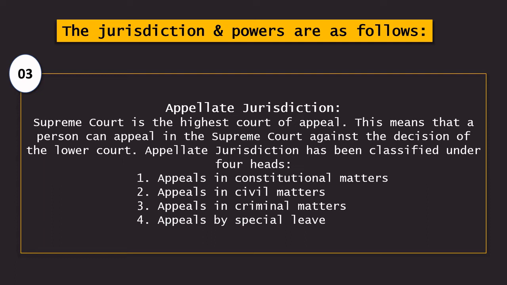Fourth, appeals by special leave. A. The Supreme Court has the authority to grant special leave to appeal from any judgment given by any court or tribunal in the country, excluding military tribunal and court-martial. B. This provision contains 4 aspects. 1. It is a discretionary power and hence it is not a matter of right.